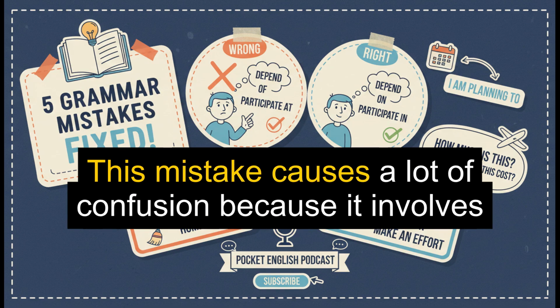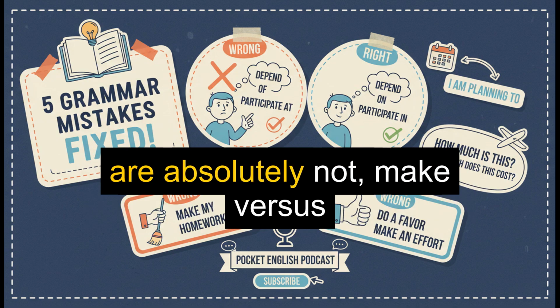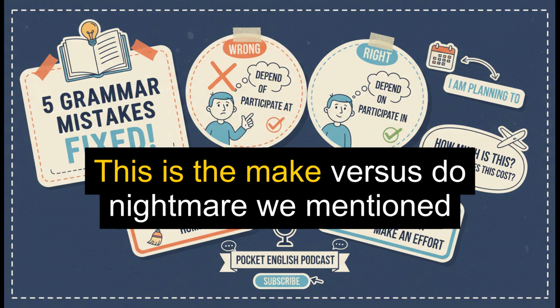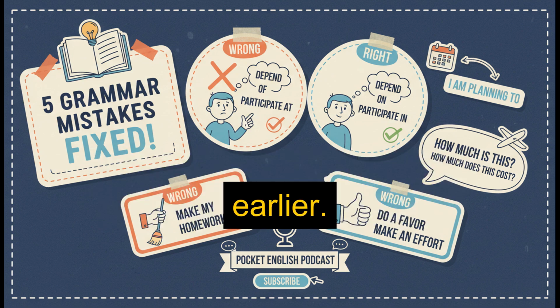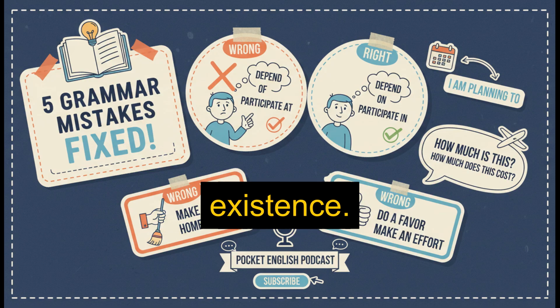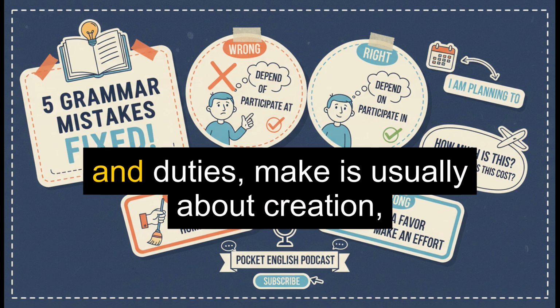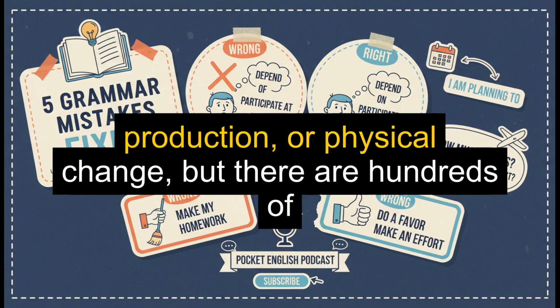This mistake causes a lot of confusion because it involves 2 very similar verbs that seem interchangeable but are absolutely not. Make versus do. This is the make versus do nightmare we mentioned earlier. This pair of verbs is the bane of every English learner's existence. The basic rule is, do is for actions, tasks, and duties. Make is usually about creation, production, or physical change.